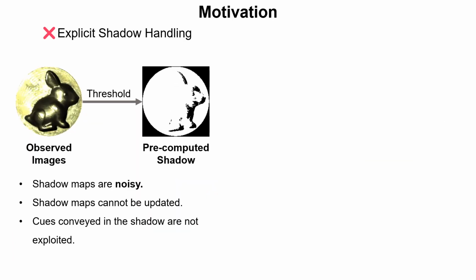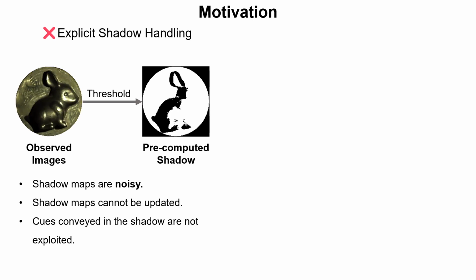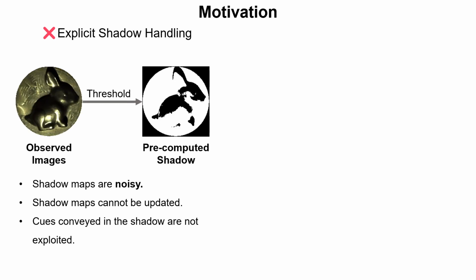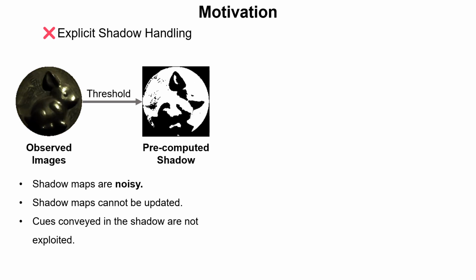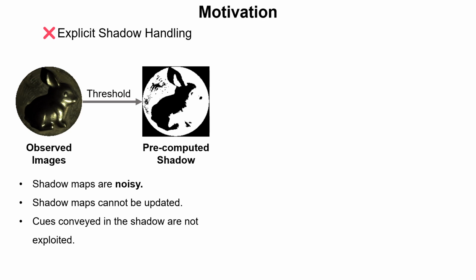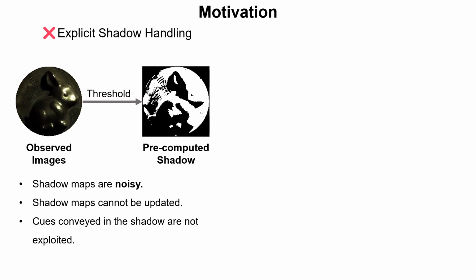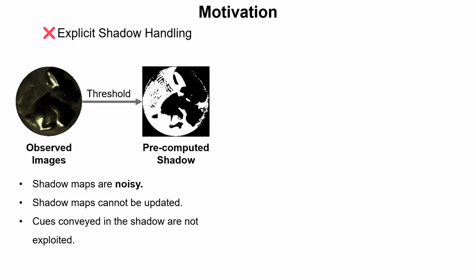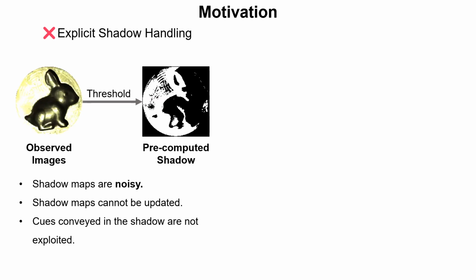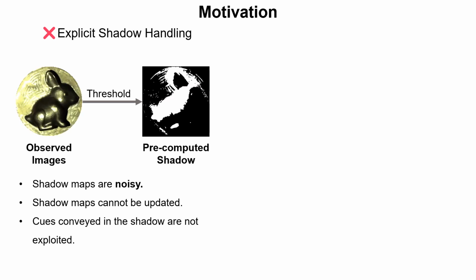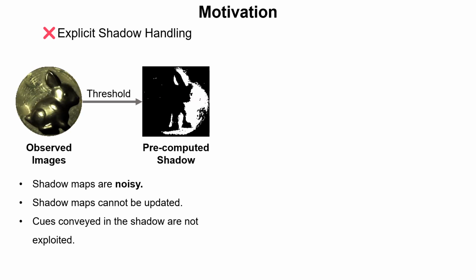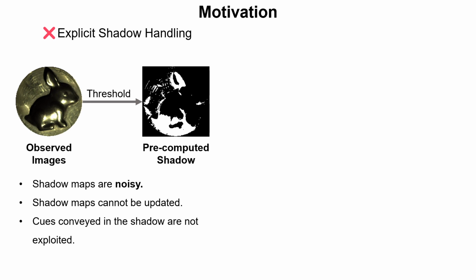However, this method has two limitations. First, it does not explicitly handle shadows but treats them as outliers. This is done by applying a pre-computed shadow generated from observed images within a threshold. Unfortunately, these shadow maps are sensitive to the pixel intensity, which can introduce noise. Moreover, the shadow maps cannot iteratively update to improve accuracy, and important cues conveyed by the shadow are not exploited.